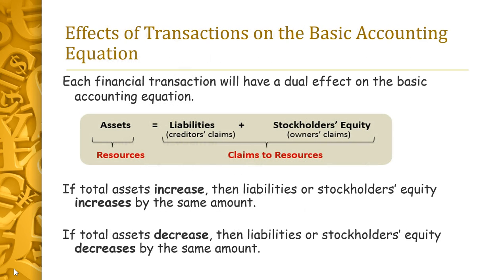Now remember, we're always looking at a financial transaction that's directly related to the company. So, whenever there's a financial transaction, it'll have a dual effect on the accounting equation. If total assets increase, then liabilities or stockholders' equity also must increase by the same amount. If total assets decrease, then liabilities or stockholders' equity decreases by the same amount.